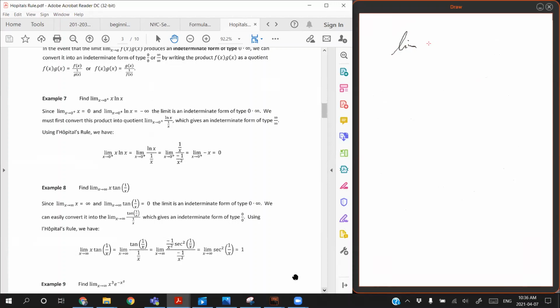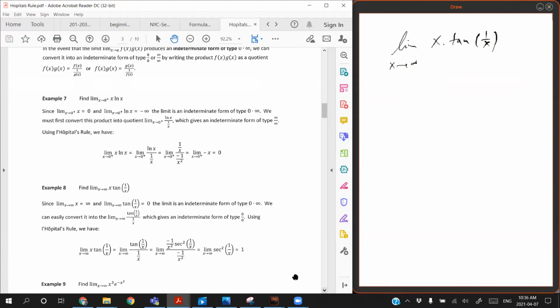Limit of x times tangent of 1 over x as x approaches infinity. So again, it's going to be infinity times 0, because if I plug in infinity into this, I get tangent of 0. Tangent of 0 is 0, and 0 times infinity, that's an indeterminate form. Yes, Tiffany?